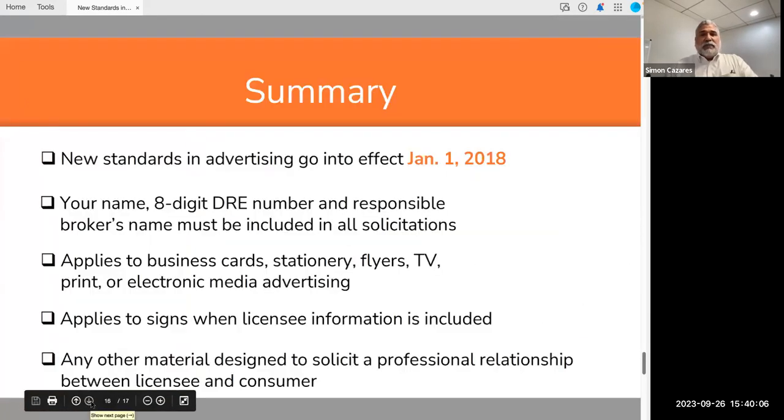All right, just to summarize everything, the new standard in advertisement goes into effect in 2018. Your name, your 8-digit DRE number, and responsible broker must be included in all solicitations. Applies to business cards, stationery, flyers, TV, prints, or any electronic media advertisement. Applies to signs when license information is included.